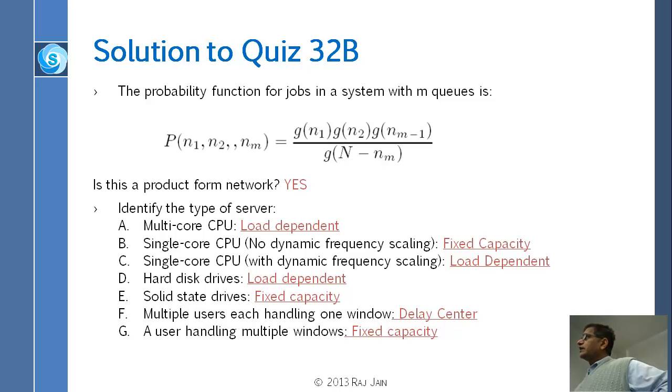Multiple users each handling one window. This used to be the old system where you had only one window, that was a delay center. But now when we are handling multiple jobs, multiple windows, you are a queue. You have a queue of jobs waiting for you.